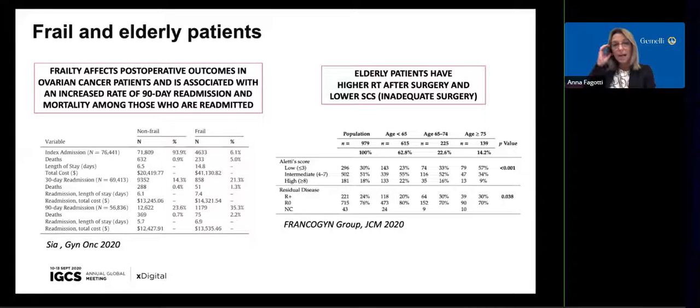And as you can see in the slide on the right side, elderly patients have a higher residual tumor after surgery with lower surgical complexity score, which means that probably we use inadequate surgery for these patients. Therefore, probably modification to the sequence of treatments administered, with priority given to neoadjuvant chemotherapy, may assure these patients achieve complete cytoreduction and then complete treatment and definitively longer survival.